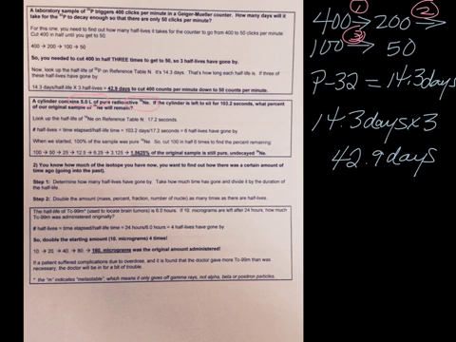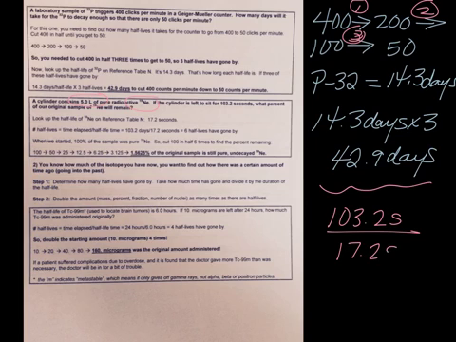So remember, the number of half-lives equals the total time. We know our total time is 103.2 seconds, divided by the half-life of 17.2 seconds, and that's going to give us our half-lives, which is going to equal, we need it to be a whole number, okay, 6 half-lives. Now we're not done. They want to know what percent will remain.